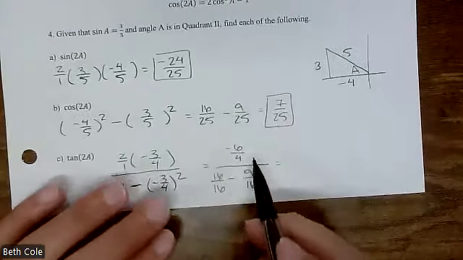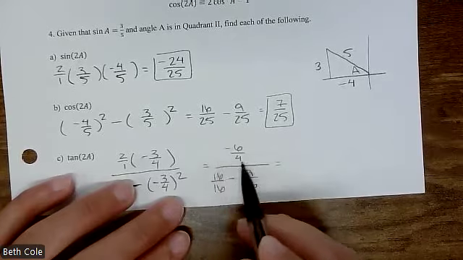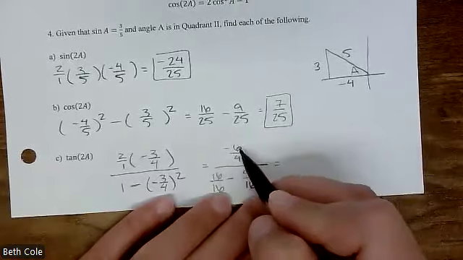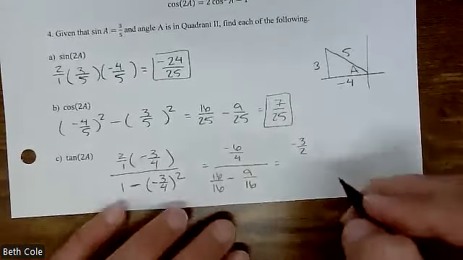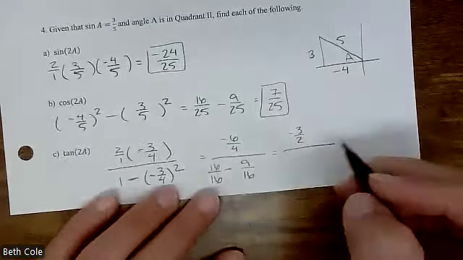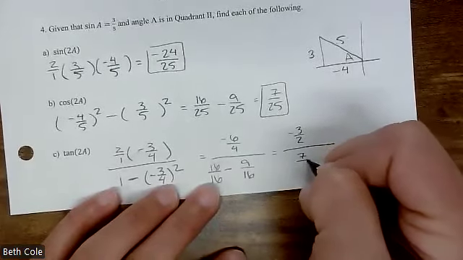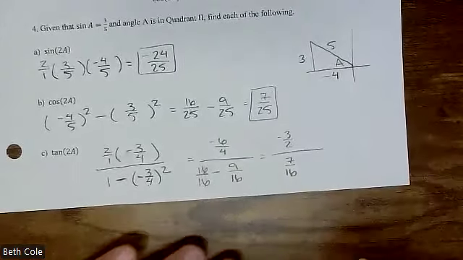What do you think for next step? What is this numerator going to reduce down to? Yeah, I heard somebody say it. -3 over 2. And then on the bottom, when you subtract those, you would have 7/16. All right, almost there.